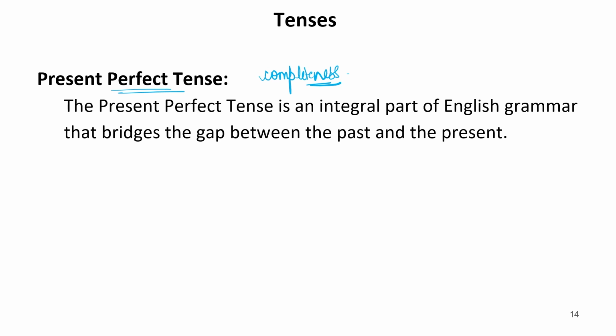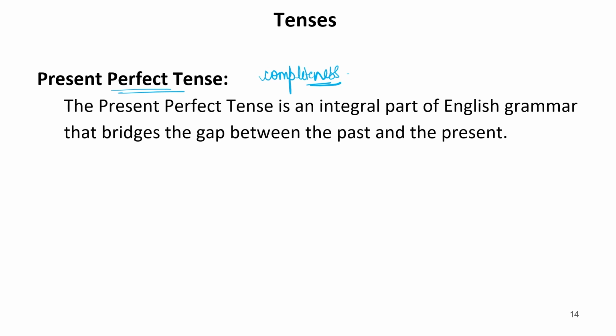It can be stated in two manners, in affirmative sentence or in negative sentence. But the sense of completeness should be focused there. The present perfect tense is an integral part of English grammar that bridges the gap between the past and the present.